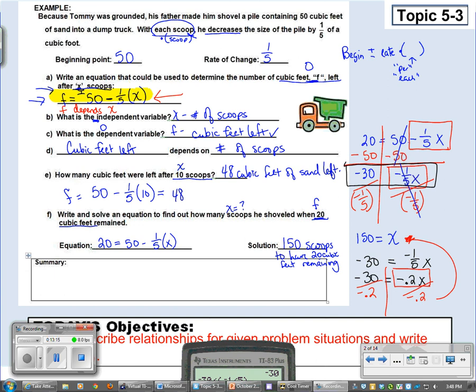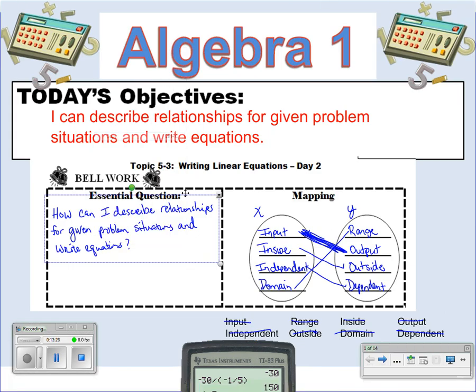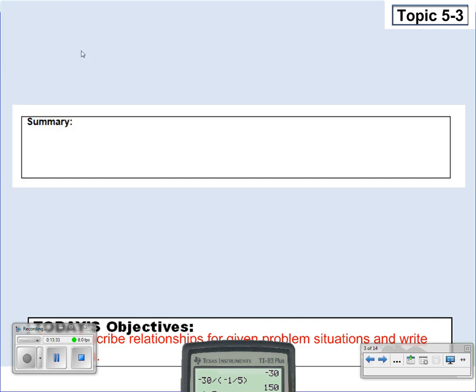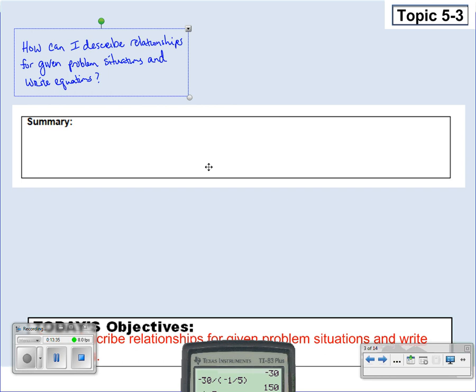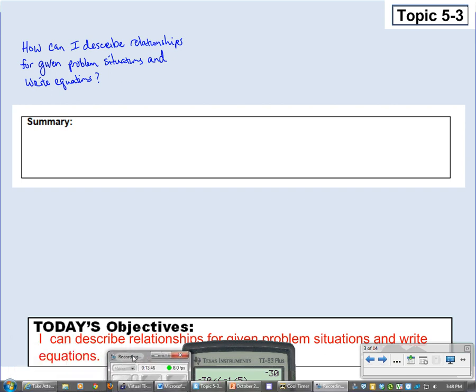Now that we've done our example, we're going to write our summary. Our summary is going to be based upon our essential question. And remember that the essential question had to do with your objective. So I'm going to go to a clear page. Our essential question was, how can I describe relationships for given problem situations and write equations? So if you're still struggling with coming up with what your summary is, let's start with the objective.